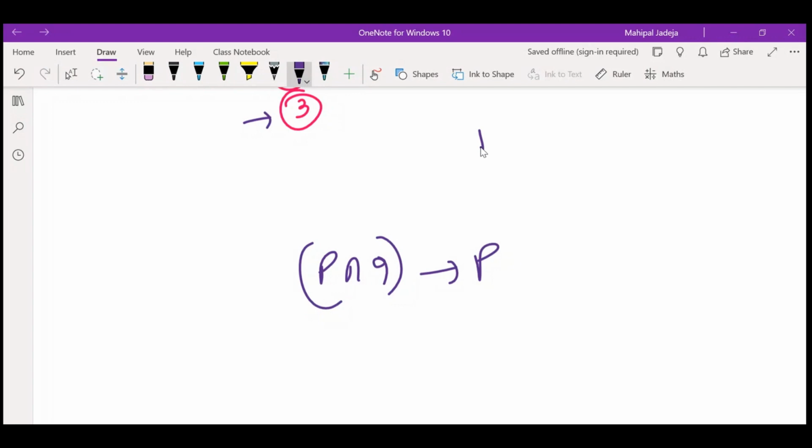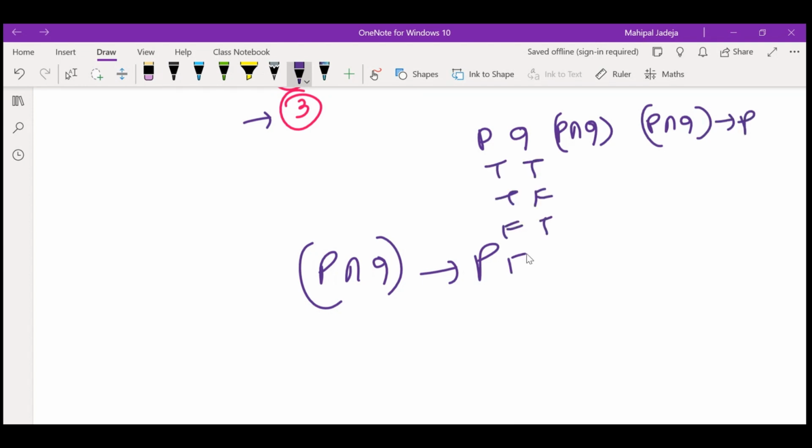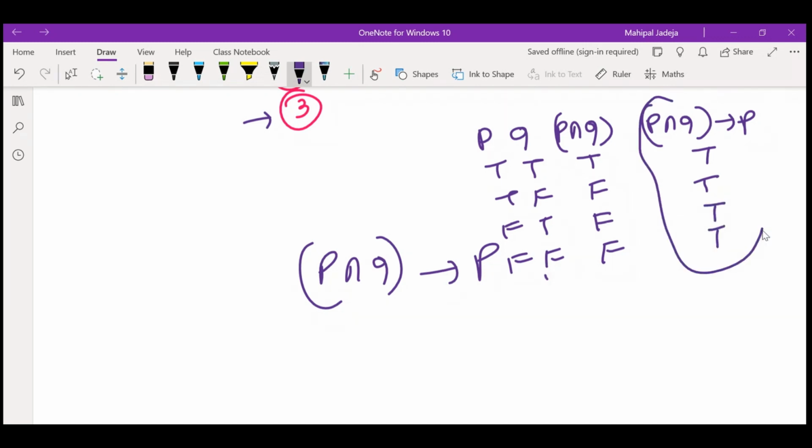Now how many columns are required? Four, sir. P, Q, P and Q, and P and Q implies P. Okay, and now I will consider these four cases, and P and Q will be true here only. In all other cases it's false, and now P and Q implies P. So this is true, and now if my hypothesis is false, then I don't care about the conclusion, it is going to be true. So now as you can see, in this column I am getting true for all the cases. Therefore this implication is true, therefore my conclusion is valid.